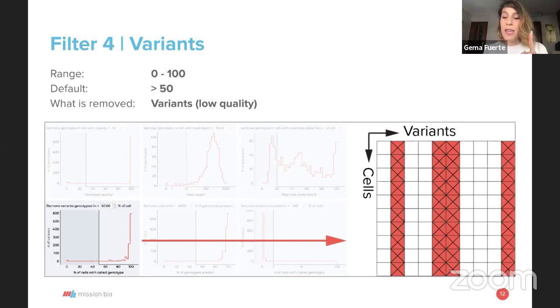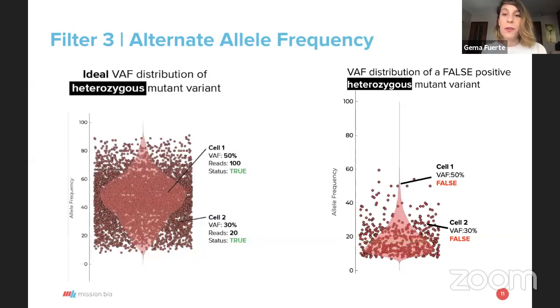I forgot to say that as an exception for filter 3, the filter of the allele frequency, we would not actually recommend you to change it, but I forgot to say, so I said it now.